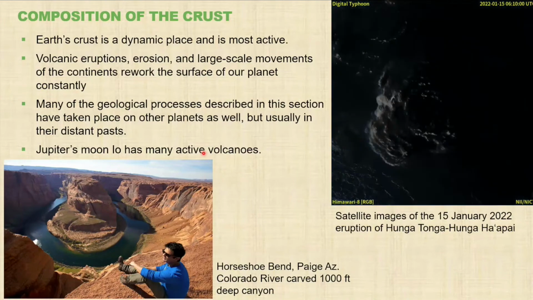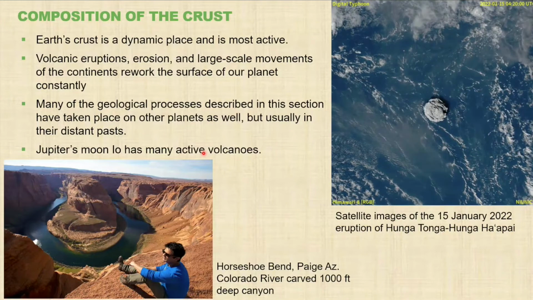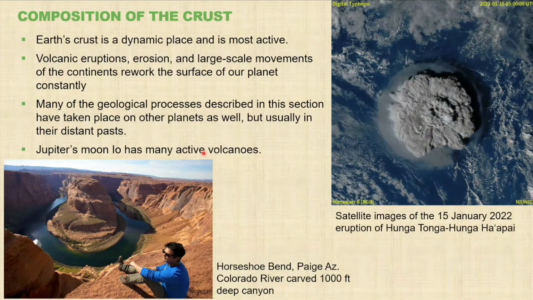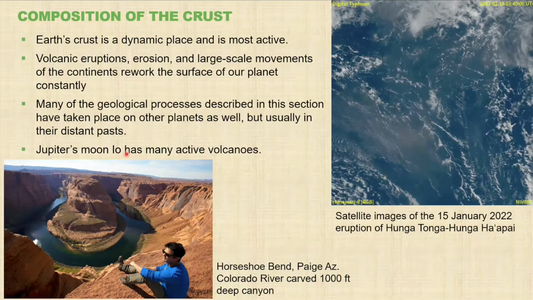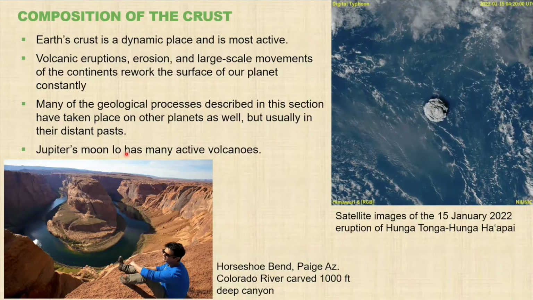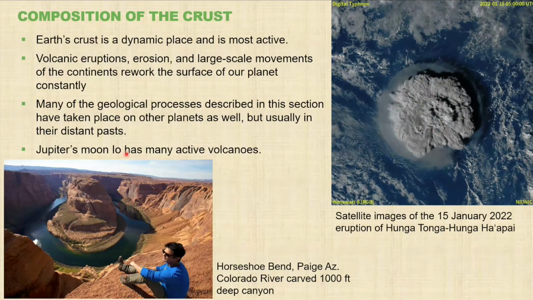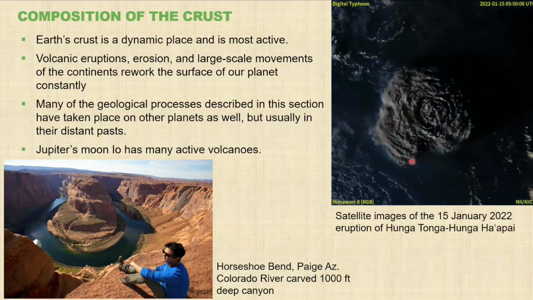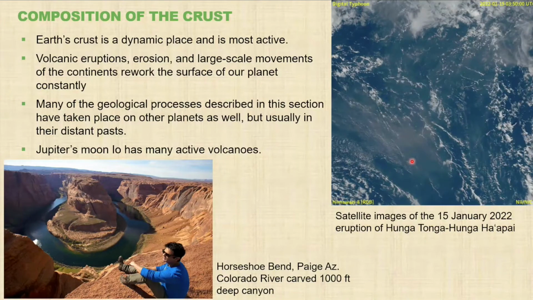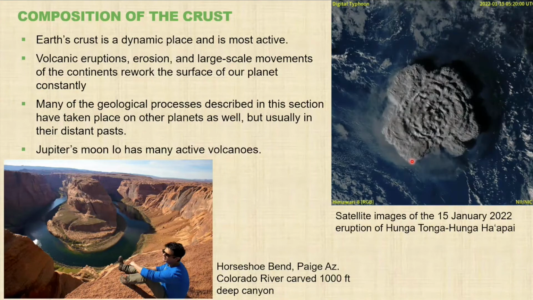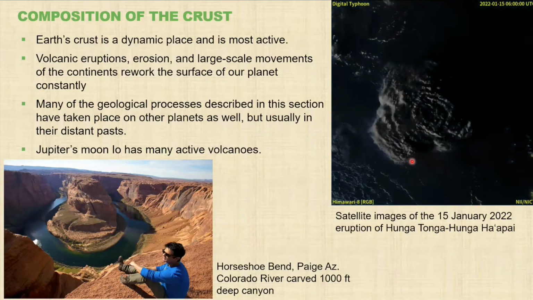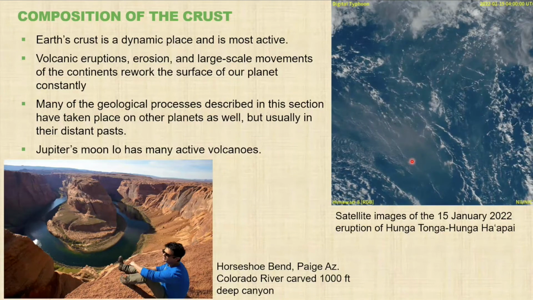The other object, Earth is the most active. However, Jupiter's moon Io has lots of volcanoes. This volcano spits out internal metals, some in the charged form, in the ionic forms, and it has a lot of ions in its atmosphere.